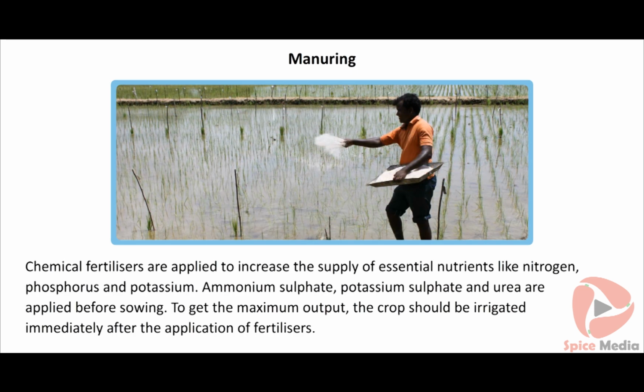Chemical fertilizers are applied to increase the supply of essential nutrients like nitrogen, phosphorus, and potassium. Ammonium sulfate, potassium sulfate, and urea are applied before sowing. To get the maximum output, the crop should be irrigated immediately after the application of fertilizers.